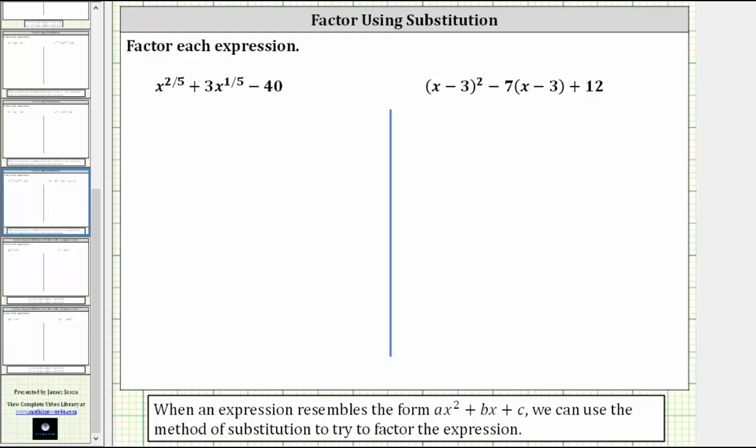Welcome to two examples of factoring using the method of substitution. When an expression resembles the form ax squared plus bx plus c, we can use the method of substitution to try to factor the expression.